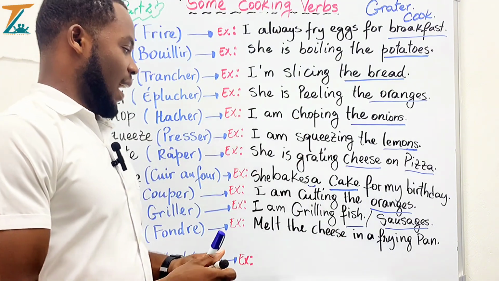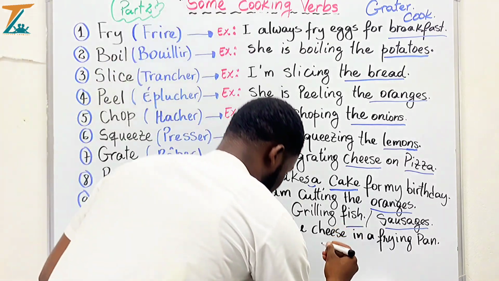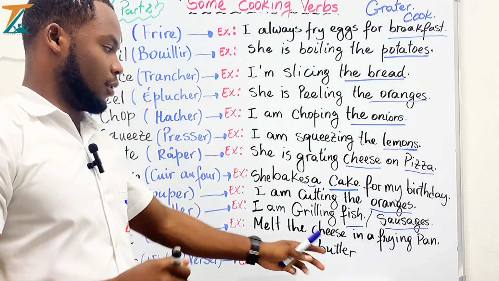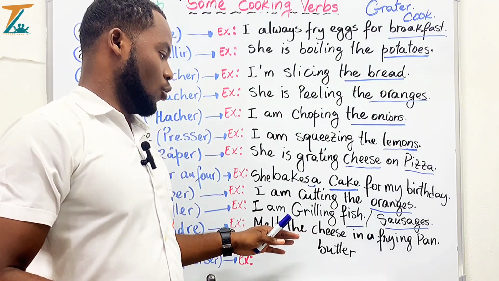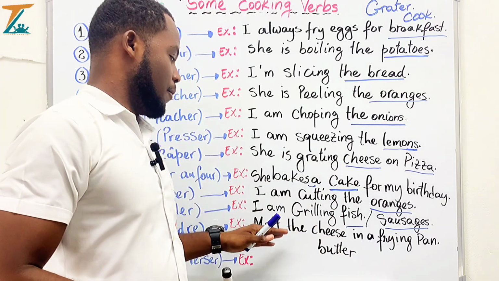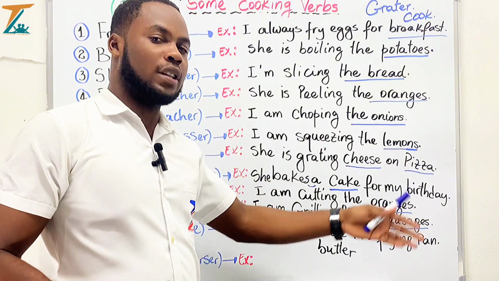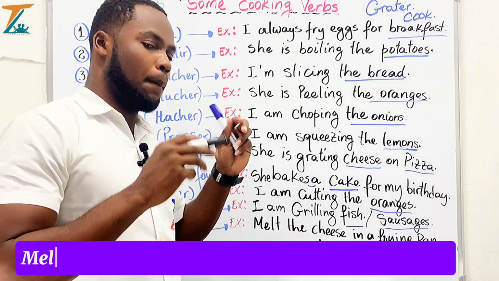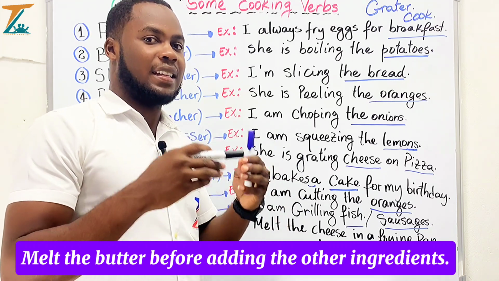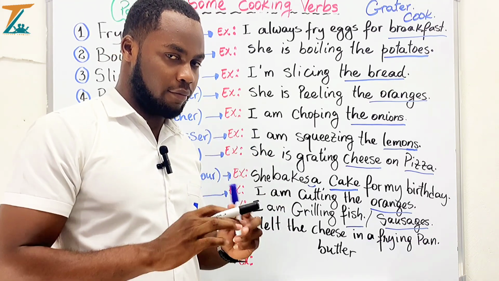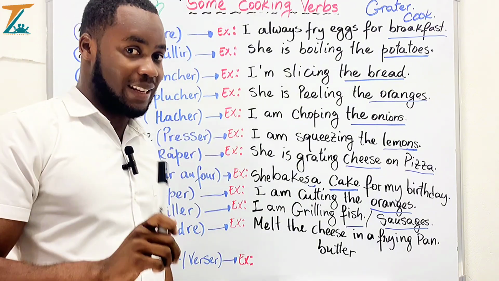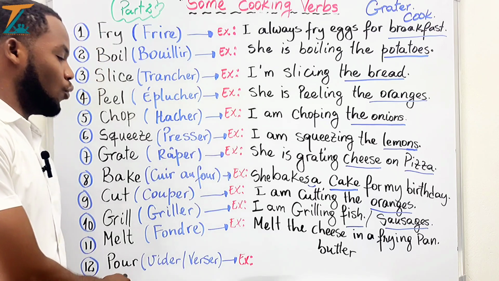Okay? So, it might be butter. I can say melt the butter. Okay? Melt the butter in a frying pan. Or melt the butter before adding the other ingredients. Comment on peut dire ça en anglais? I say melt the butter before adding the other ingredients. Okay? Very easy. And we have the last verb for the second part of this video, which is pour.